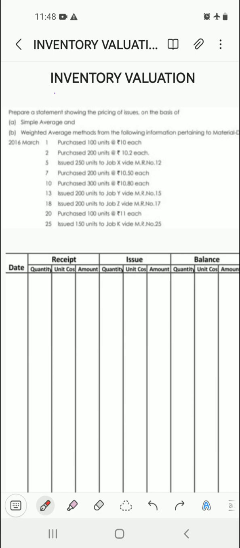Now see, we've got some purchases and the issues given. We're going to use red color for recording all the purchases and blue for the issues so that it looks distinct and it's easy to understand.